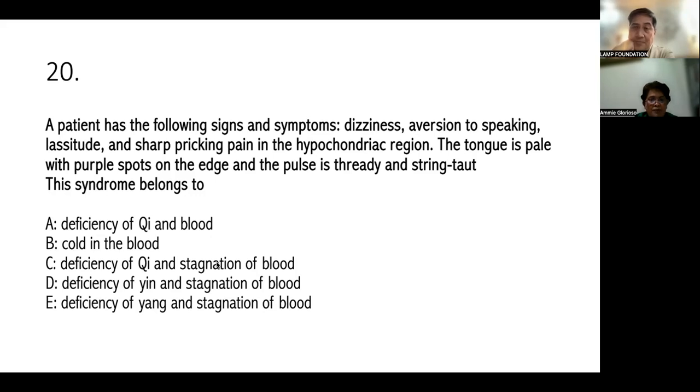Ano pa? Yun po. And then, pale po yung tongue niya. And then, sharp pricking pain po dahil po sa blood stagnation.